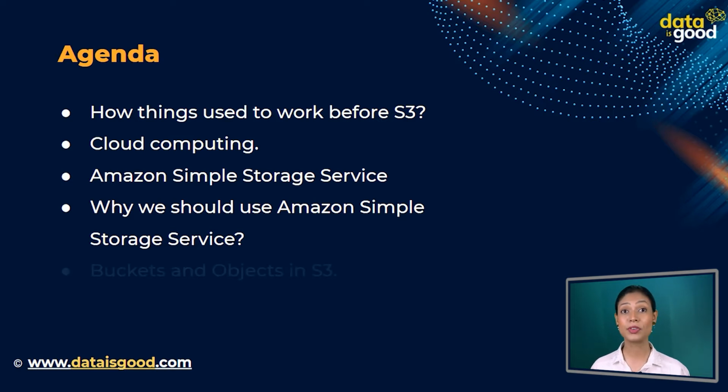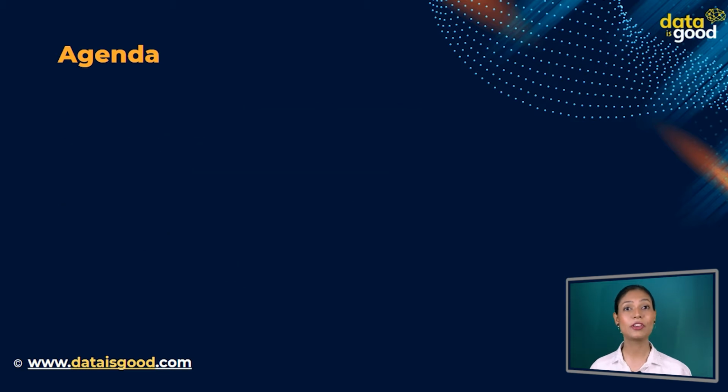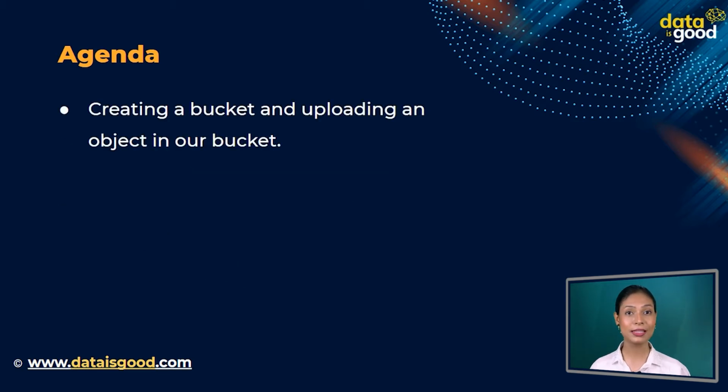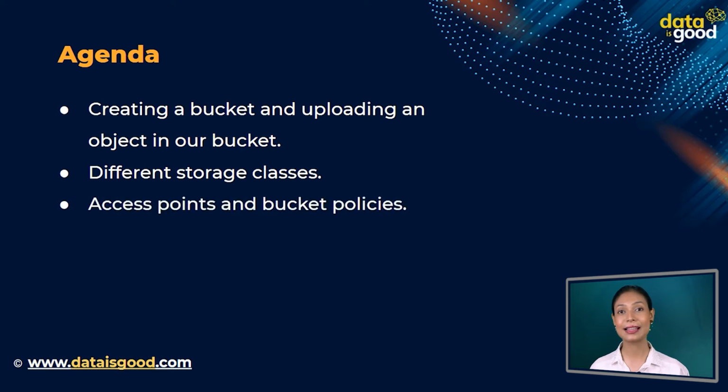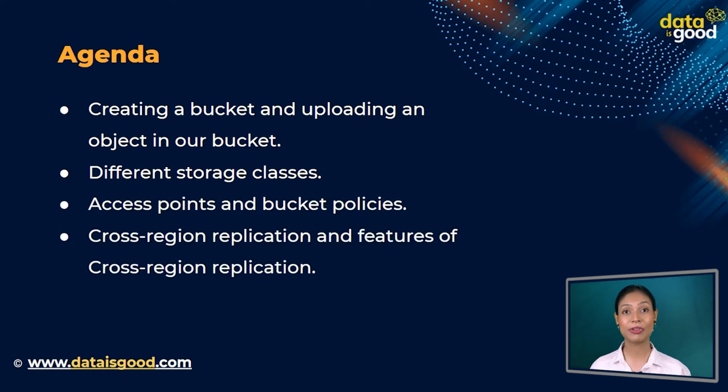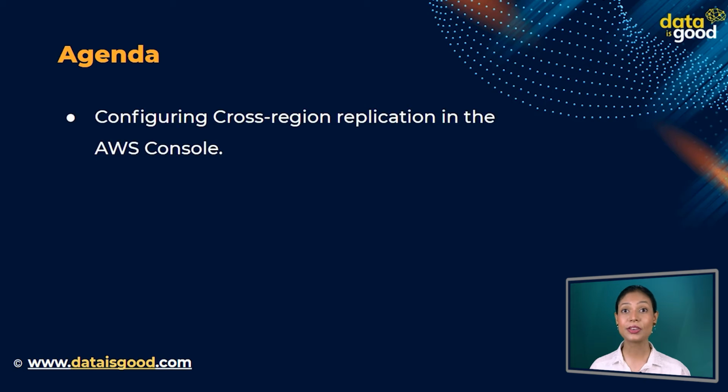Next, we will talk about buckets and objects in S3. We will be configuring by creating a bucket and uploading an object in our bucket. Then we will look at different storage classes, access points, and bucket policies. We will look at cross-region replication and features of cross-region replication. Then configuring cross-region replication in the AWS console.